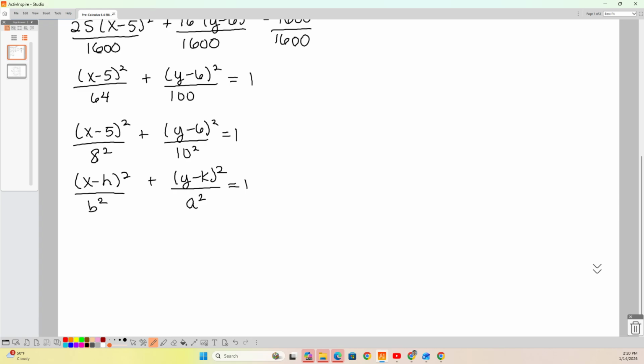Alright, so we can see that we have a b squared and an 8 squared, so b equals 8. And we have an a squared and a 10 squared, so a equals 10.